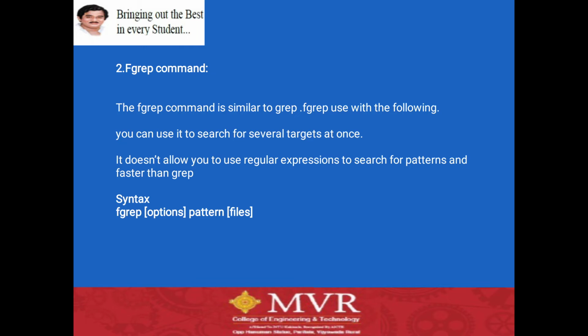So fgrep has one advantage and one disadvantage. The advantage is that fgrep can be used to search several patterns at the same time, but it cannot use regular expressions to search. That is the disadvantage. And the syntax is similar to grep.